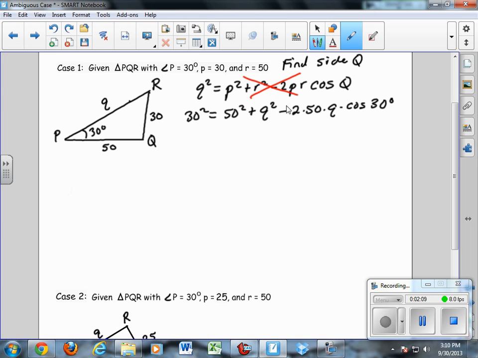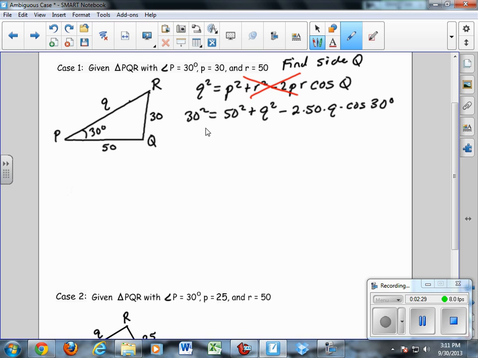Now I have to solve this, but I have a Q squared and a Q. You're thinking Q squared and a Q, is this a quadratic equation? You're darn right it is. It's a quadratic equation. And when we solve a quadratic equation, we set it up generally equal to 0 so that we can either factor it or use the quadratic formula. So that's exactly what I'm going to do.